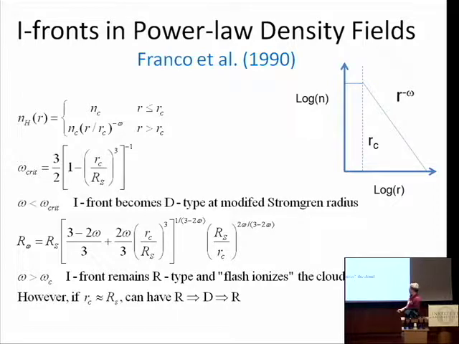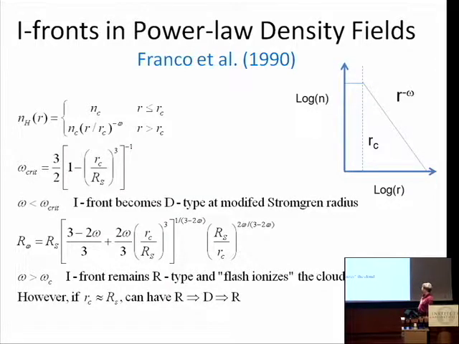However, if omega is greater than omega crit, the I front remains R-type, and it just flash ionizes the cloud. So you can just think of this R-type front, burning out from the source, and then it gets to this steep fall off, and it just keeps going. And so you just flash ionize the whole cloud. And you could think of this cloud as gas sitting in a dark matter halo at high redshift, and you can just completely ionize it.